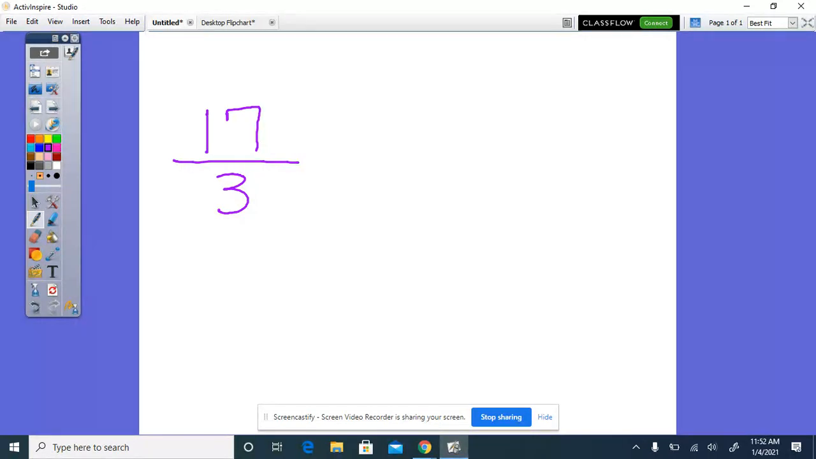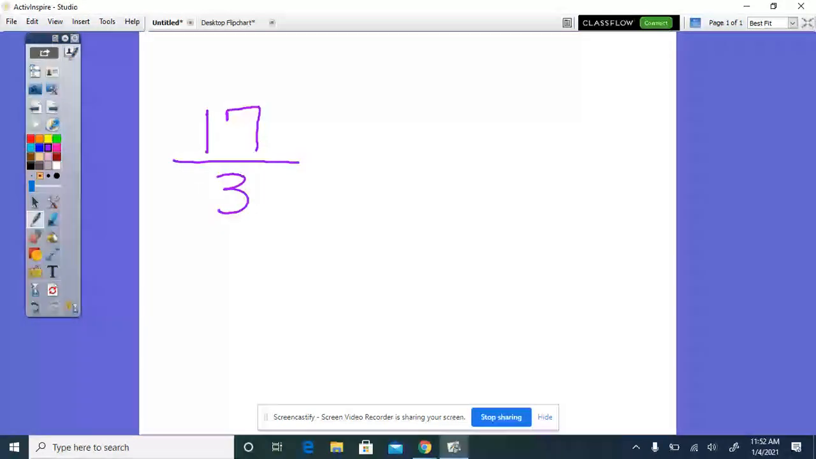So basically, since the top is bigger than the bottom, we need to simplify this fraction and change it into a mixed number. A mixed number is a mix of a whole number and a fraction. Okay, it's not just a fraction, it's a whole number with a fraction.